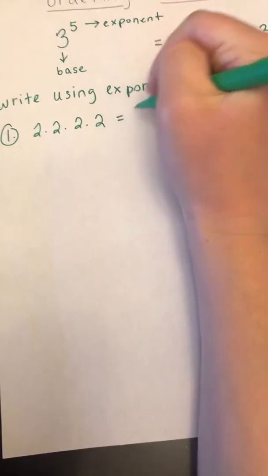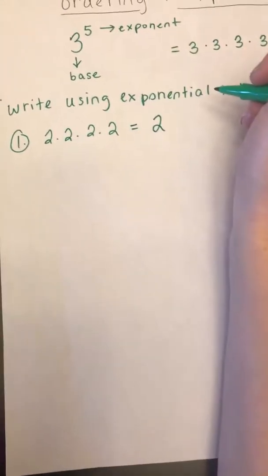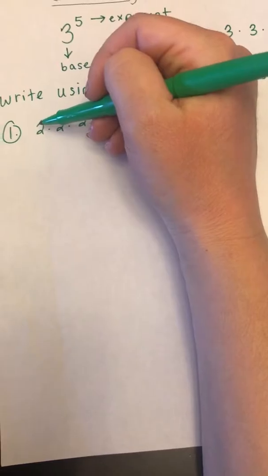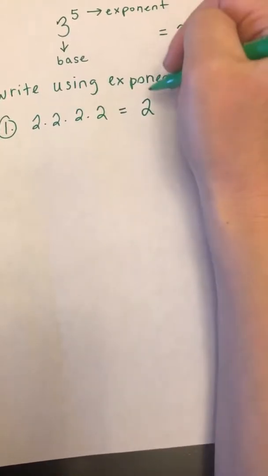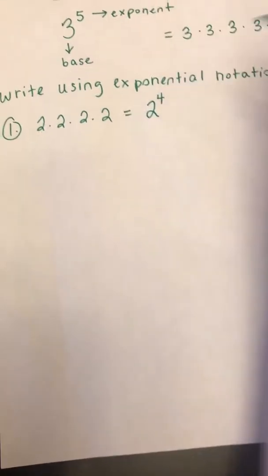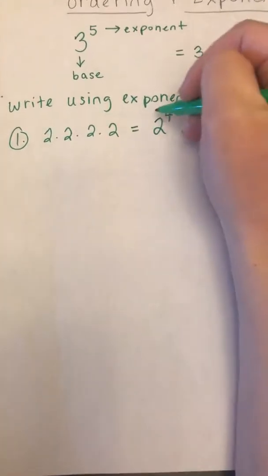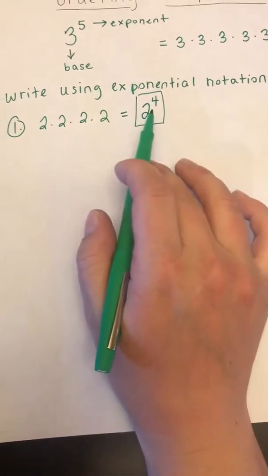So the number being repeated is the number 2, that is our base. How many 2's are there? 1, 2, 3, 4. So we would write this as 2 to the 4th power. See, these two are the same thing, but this is a shorter way to write it, hence the word note.